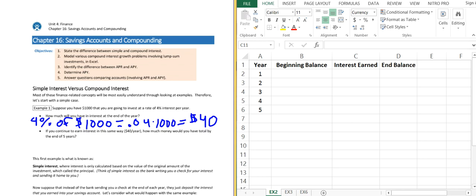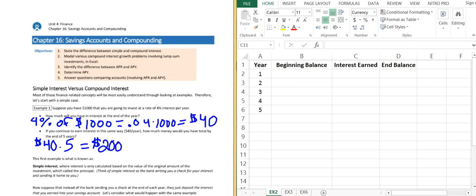Now suppose that's how much we made, and they sent us that $40 check home at the end of the year. But that $1,000 is going to continue to earn interest in this same way. So each year it's going to earn $40 a year. Then if we were to look at how much we would have made in interest at the end of 5 years, we would have that $40 times 5 years. And so we would have made $200 at the end of those 5 years.